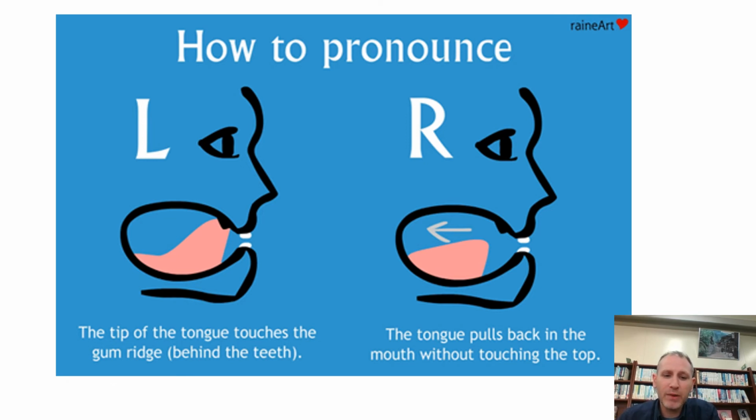Here we have L. The tip of the tongue touches the gum ridge behind the teeth. Well, actually, it can touch the teeth. It's no problem. So when I make an L sound, I often have my tongue up here. My tongue touches my teeth. La la la la la. Try that at home. Go crazy. La la la la la.